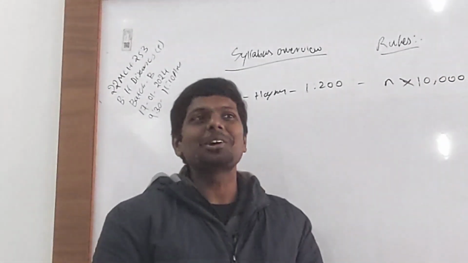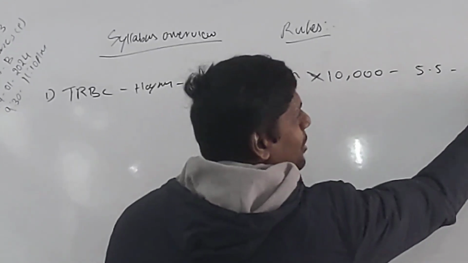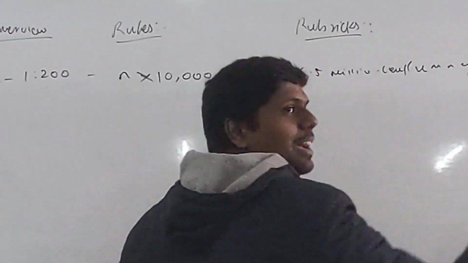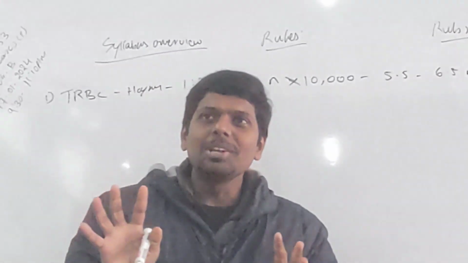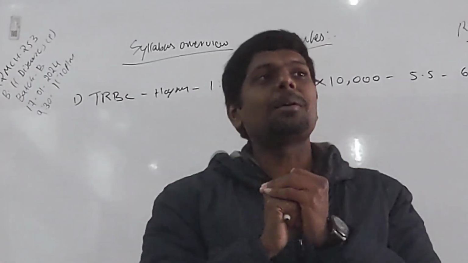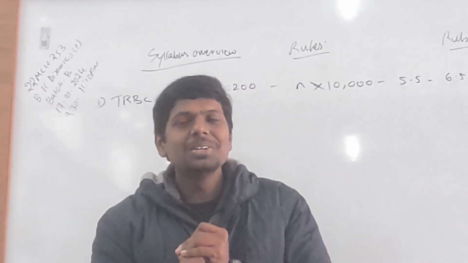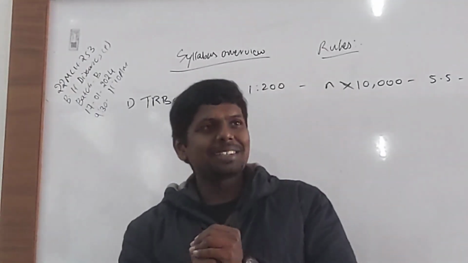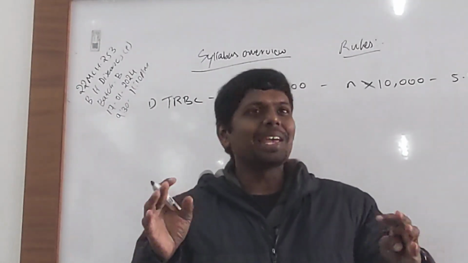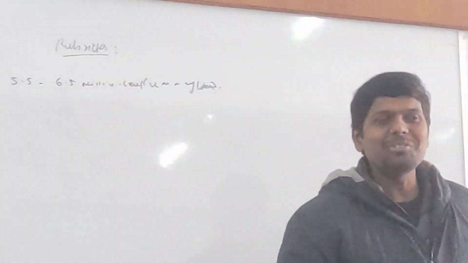What is the normal TRBC count? 5.5 to 6.5 million cells per cubic millimeter of blood. At least do you remember this? Where we will count the cells? How many squares present in a Neubauer chamber? How many large squares present in Neubauer chamber? 4, 5 or 9. Tell me the area of Neubauer chamber. See, you forgot everything.